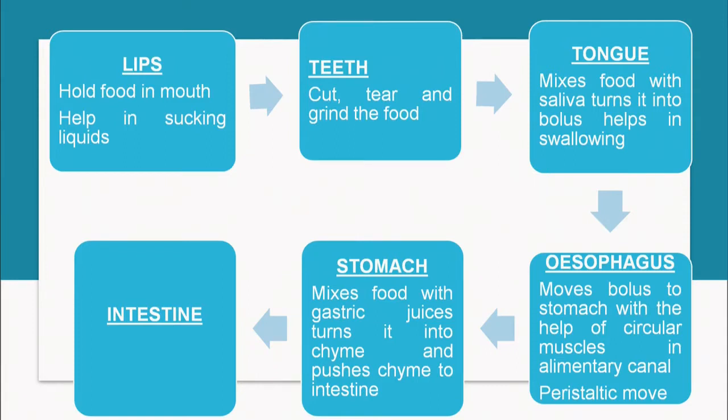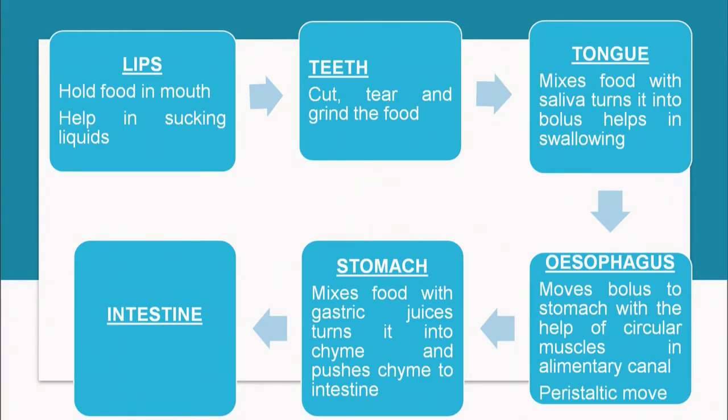All the parts of the alimentary canal, especially after the esophagus, are richly supplied with circular muscles, and in the esophagus, stomach as well as the intestine, the peristaltic movement, due to the presence of these circular muscles in the walls of these structures, helps in the mechanical digestion of food. So the esophagus helps in moving the bolus to the stomach with the help of these circular muscles in the alimentary canal, which is known as the peristaltic movement.